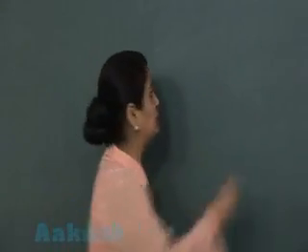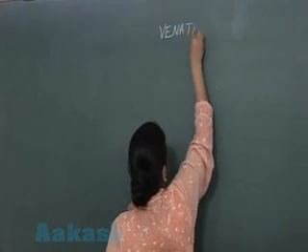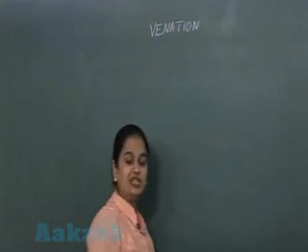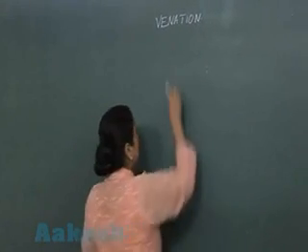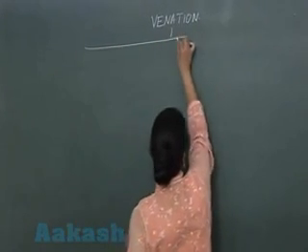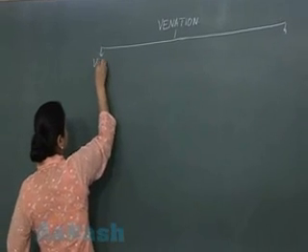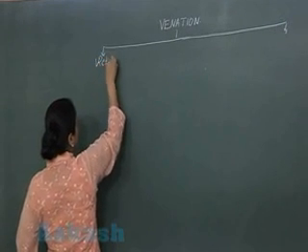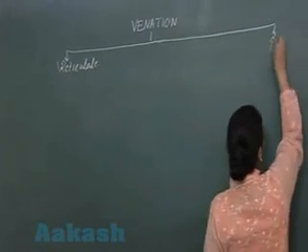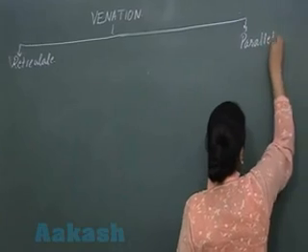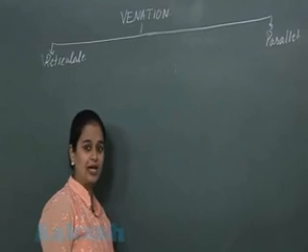So let's start with the venation now. Venation is the arrangement of veins and veinlets over the lamina, and this venation is of two types, which you have also studied in the lower classes, that is reticulate venation, and the other one is parallel venation. So two types of venation can be seen in the case of the angiosperms.